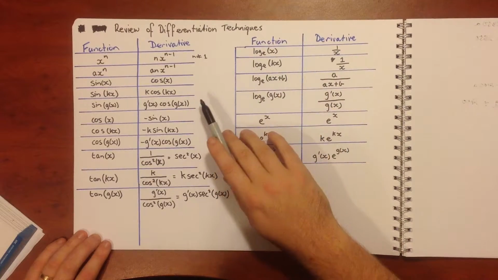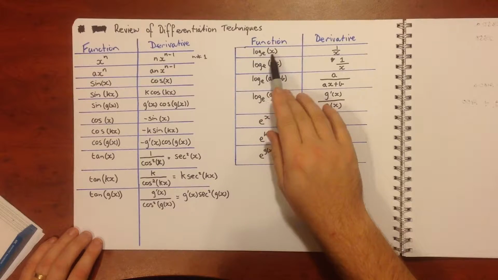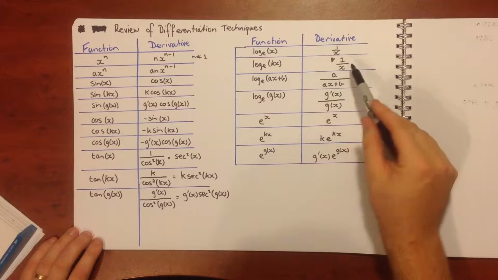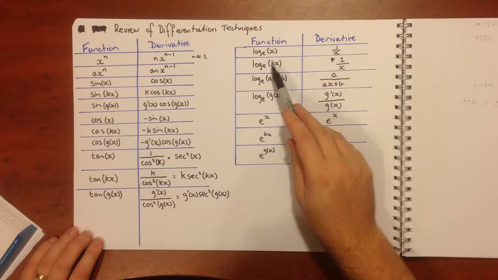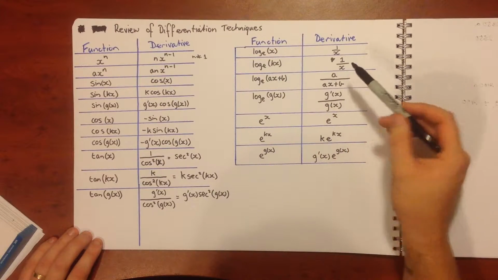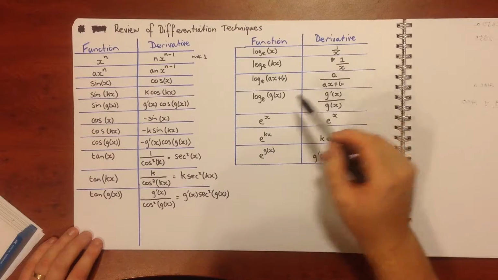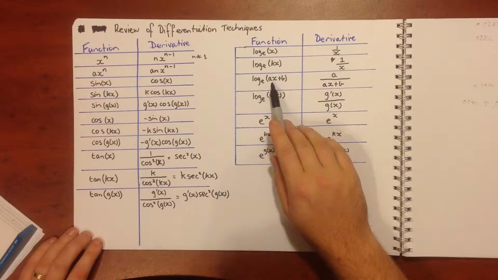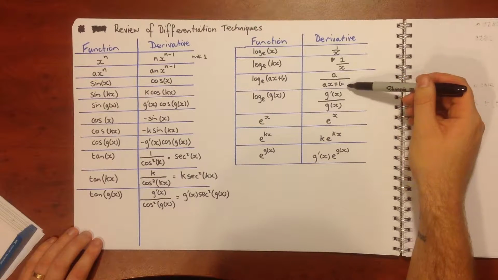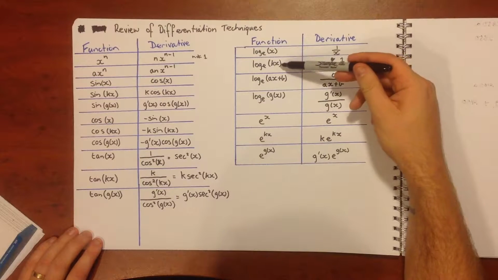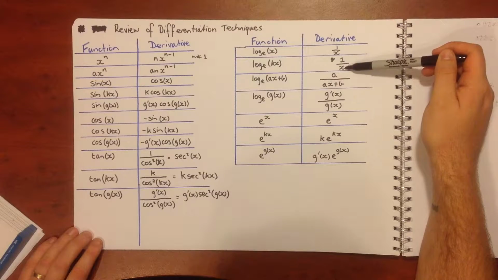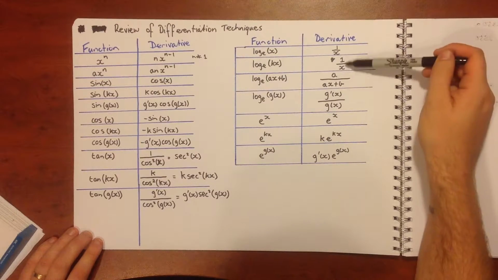When we have a look at our logs, log to the base e of x, the derivative is 1 on x. Log to the base e of kx is 1 on x again. So this time our k actually disappears, again from an application of our chain rule. If we have log to the base e of ax plus b, then it's simply a on ax plus b. And you can see in the kx example, we'd have k on kx, the k's would cancel out. That's why we have just 1 on x.